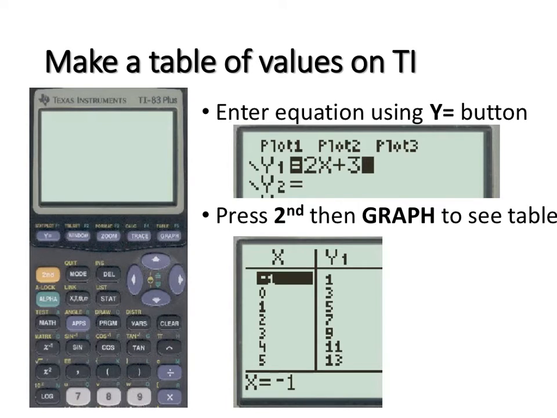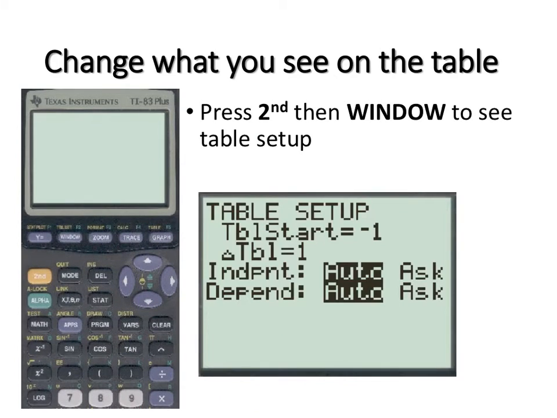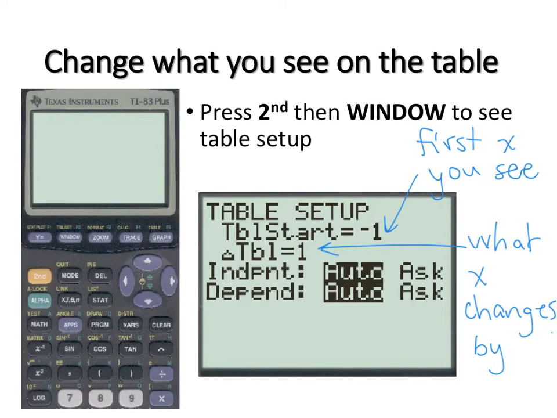Once you have your table of values, you can use the up and down arrows to move through the table of values to see any others that you might want. If you want to change what you see on the table, you can push the second button and then the window button to get to your table setup. In the table setup, you can change the start, the first x value that you see, as well as the delta value, what x changes by.